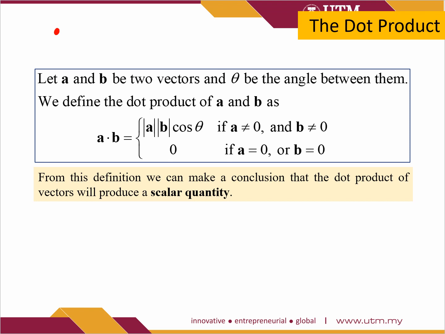Let's assume that we have these two vectors A and B, and theta is the angle between these two vectors. We can define the dot product of A and B as this: A dot B equals the magnitude of A multiplied by the magnitude of B cos theta. This is the formula for the dot product.